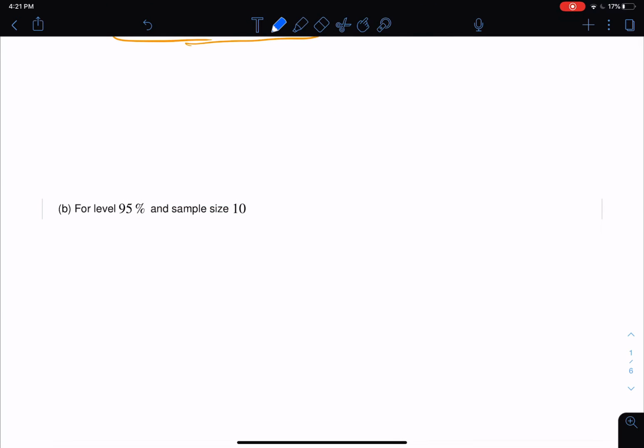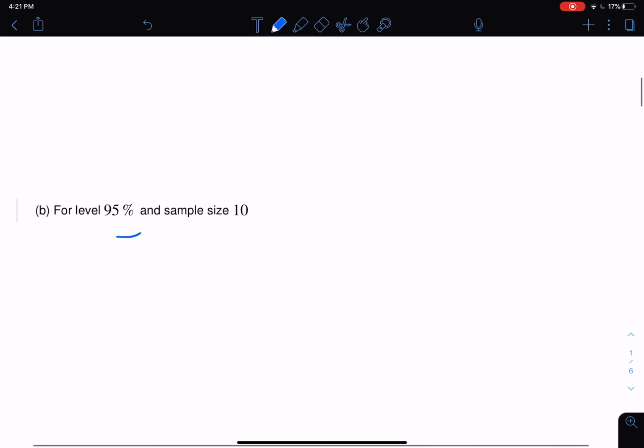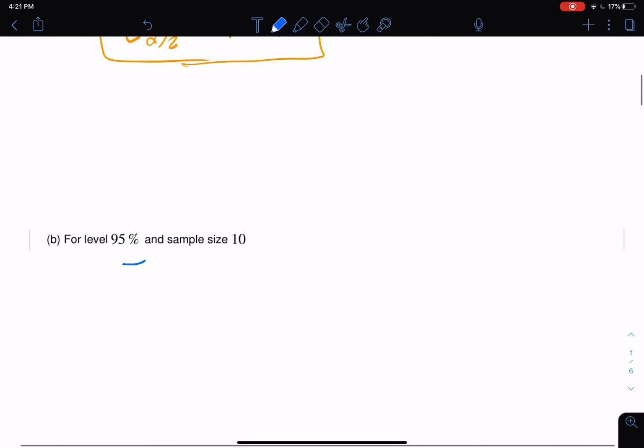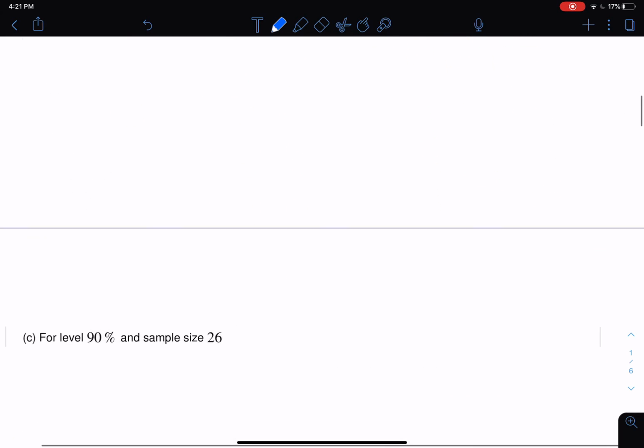The next one says, I want a confidence level of 95 and a sample size of 10. So degrees of freedom would be 10 minus 1. Degrees of freedom is 9 with a 95% confidence level. Let's look that up.